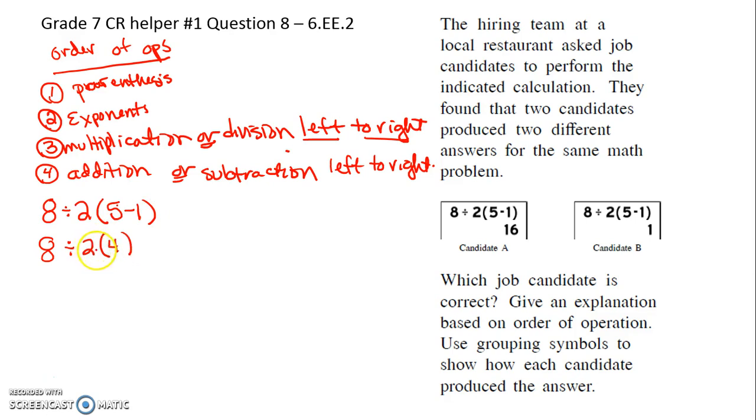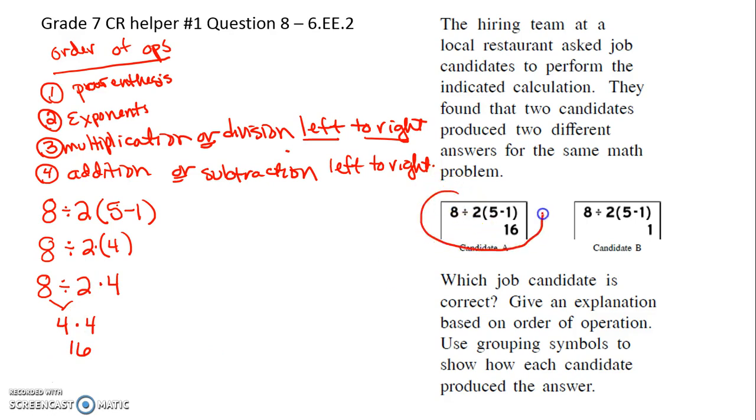You have to understand, if you don't see an operation between the 2 and the parentheses, that means multiplication. So I could rewrite this as 8 divided by 2 times 4. And this is the step a lot of times students, if they're going to struggle with this problem, will struggle at. You need to multiply or divide left to right. So as I move from left to right, I'm going to hit this division first. I have to divide first. 8 divided by 2 is 4, and then still times 4. 4 times 4 is 16.